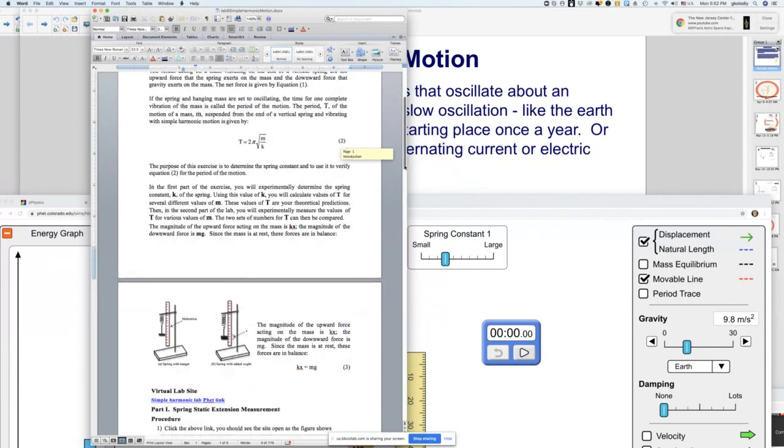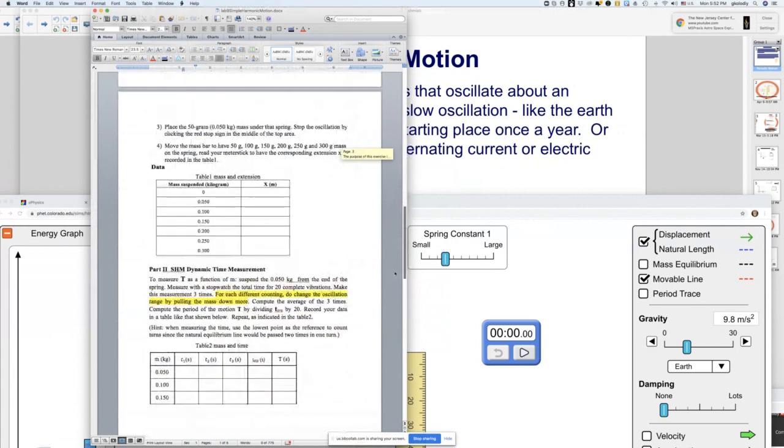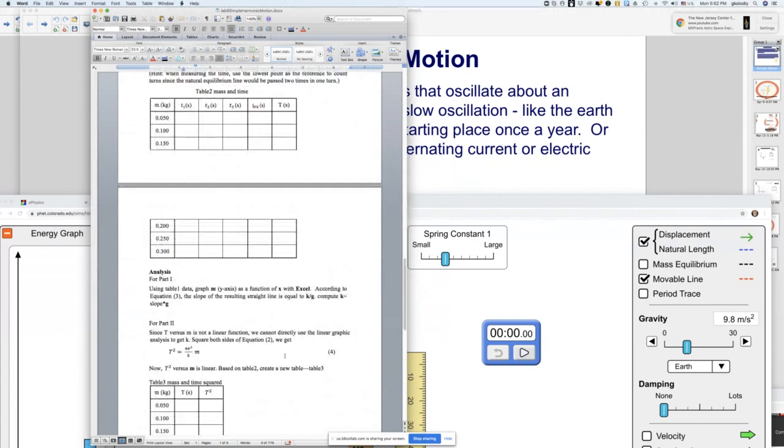So basically what you're going to do is, if you square that equation, you get that. So now you're going to make a graph of T squared. After you measure all the T's originally, you're going to square all the numbers here. So for example, let's say you were to get a period of 0.2. You're going to square that number to 0.04, etc. All of these, you will square them.